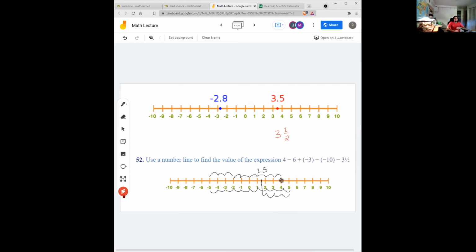So whether it's stories of money or stories of hiking up and down, or jumping back and forth left and right on a number line, or drawing lots of blue and red circles, right? Whatever works for you, have some way to make sense of this.